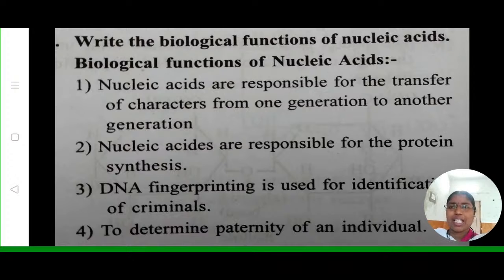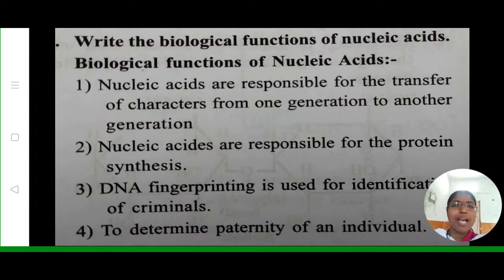Again, nucleic acids are responsible for the transfer of characters from one generation to another generation. Nucleic acids are mainly DNA and RNA. DNA is a genetic compound. It identifies the heredity from the parents. DNA is one of the nucleic acids. So characters will be transferred from one generation to another generation.